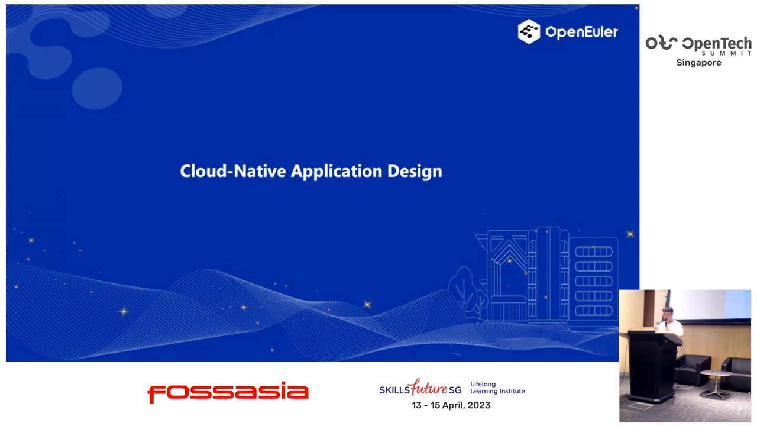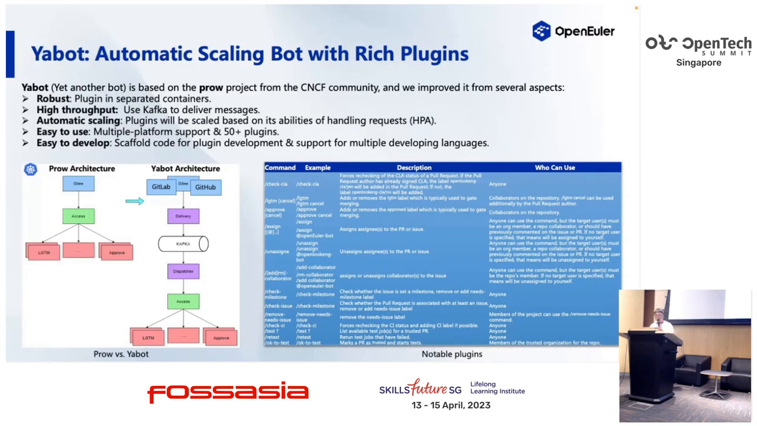So there are two cases. The first one is about a bot. If you have ever been in the open source communities, you must have learned that there is a bot application used to connect all the different applications into the pull request. For example, if a new developer submits a new PR, the maintainers will use the bot application to check the code, to perform the CLA checks, as well as to unassign and to post comments on the pull request.